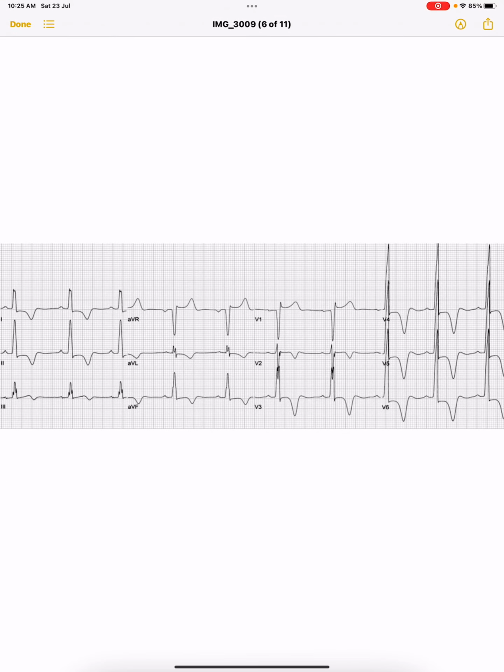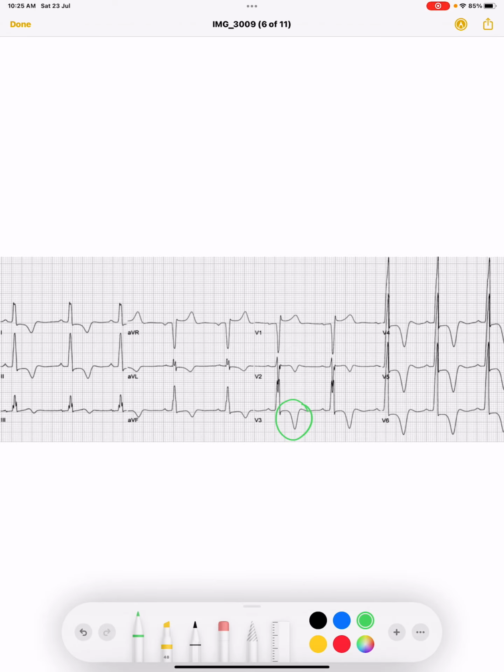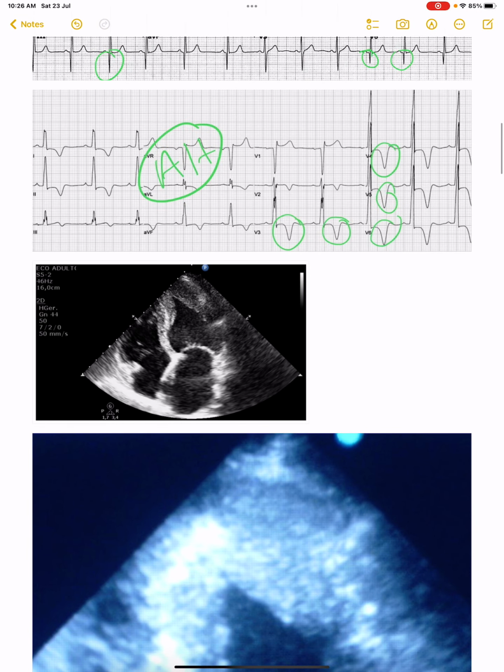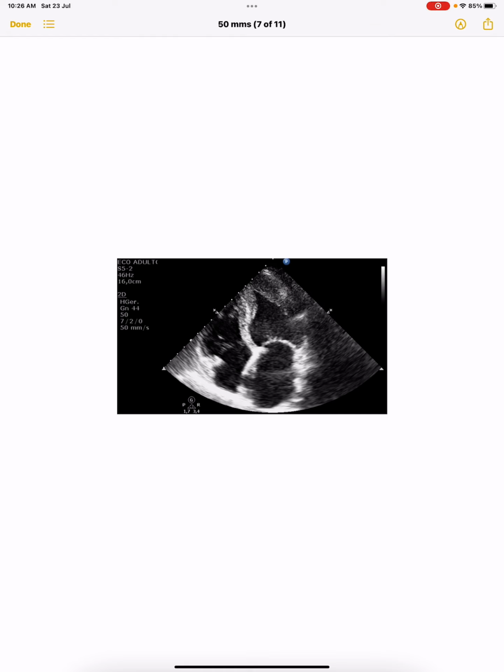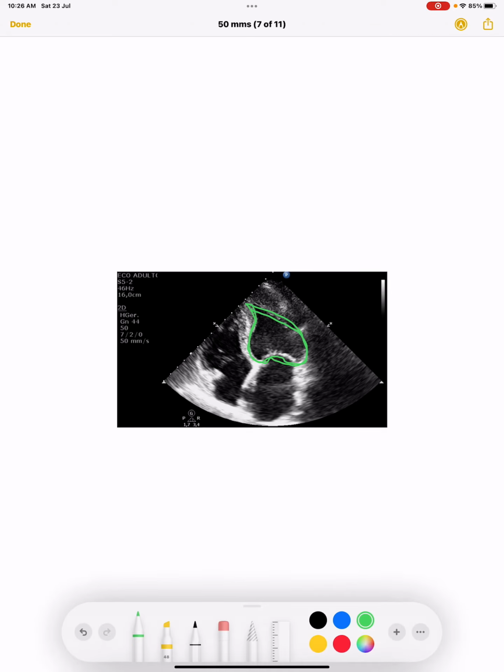In this ECG again, this is apical hypertrophy. There are no Q waves, but there is very deep, symmetrical T wave inversion, mostly in the anterior and lateral leads, and this is again apical hypertrophy, one of the types of hypertrophic cardiomyopathy. And this is what I told you, the ace of spade sign. If you see, this is almost the ace of spade. This is the left ventricle, this is the apex, which is hypertrophied.